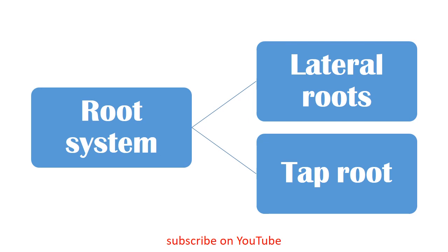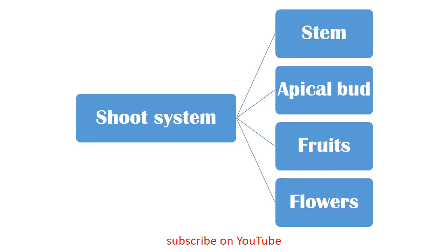What are the two parts of the root system? Lateral roots and taproot. The shoot system is divided into four parts: stem, apical bud, fruits, flowers.